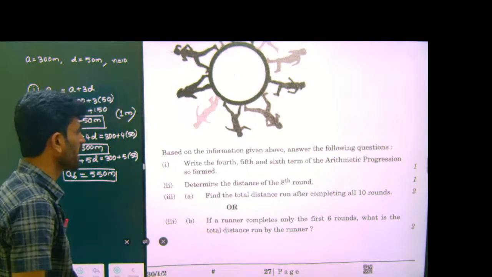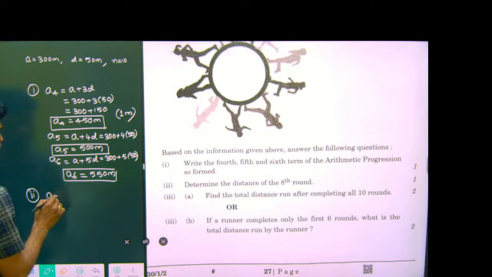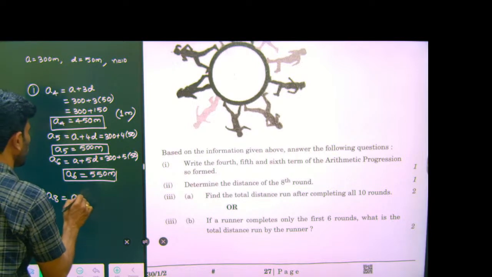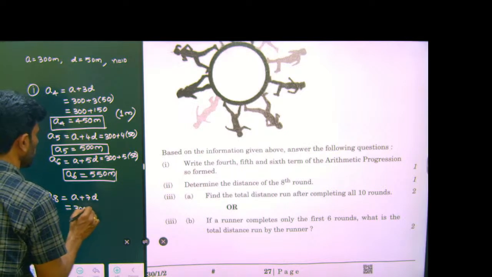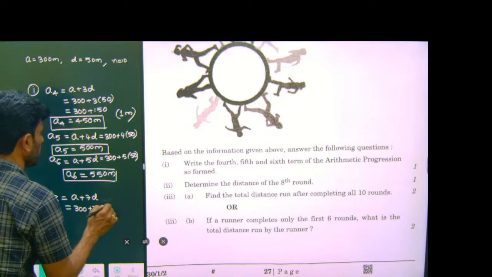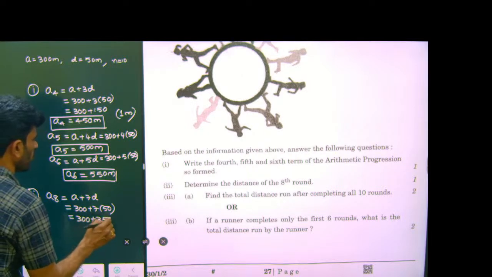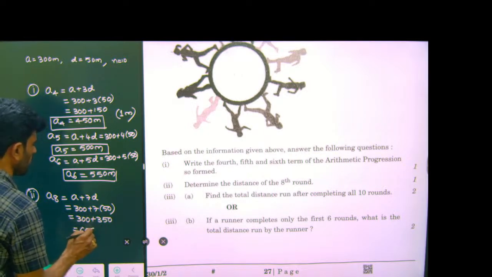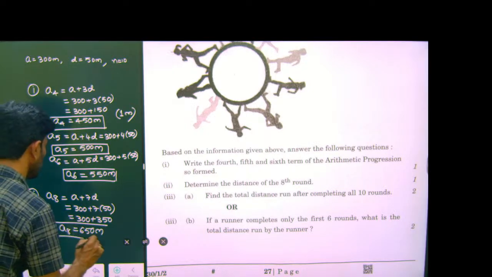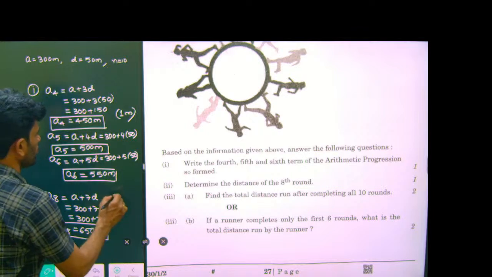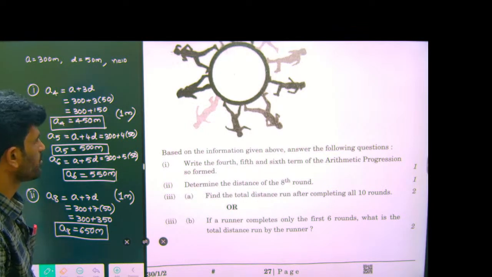Determine the distance of the 8th round. That is also very simple. When you want the 8th round, A8 we have to find. A8 is A plus 7D, which is 300 plus 7 into 50. So 300 plus 350, which is 650 meters. A8 is 650 meters. This is simple, and this is also 1 mark. Okay, the two 1 mark questions are simple.